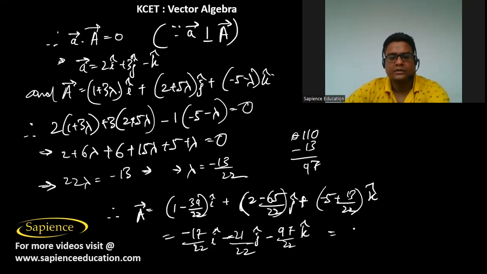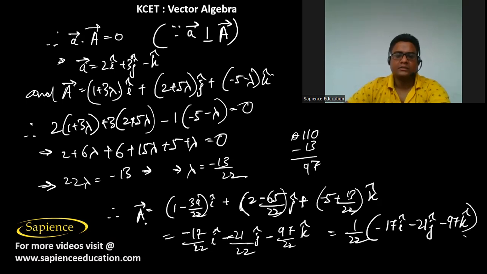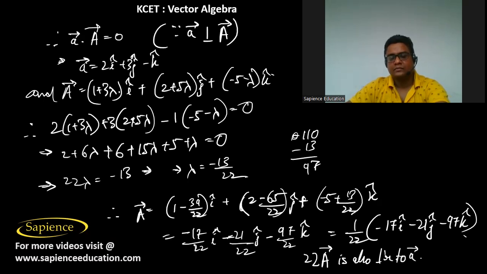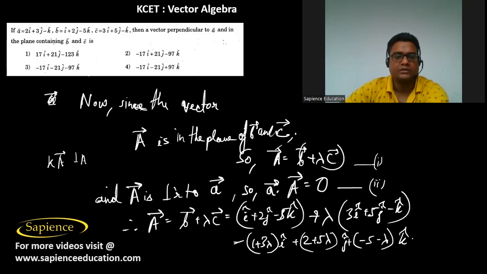So hence we can write this as 1 by 22 into minus 17 i cap minus 21 j cap minus 97 k cap. So it means that this is vector A now. So therefore, we can also take 22 into vector A, since that will also be perpendicular to the vector A. So therefore, the final answer will be minus 17 i cap minus 21 j cap minus 97 k cap, which is there in option 3. So option 3 is the correct answer.